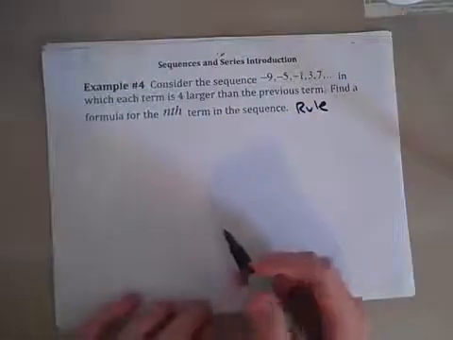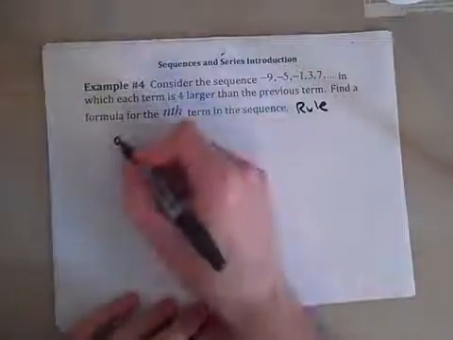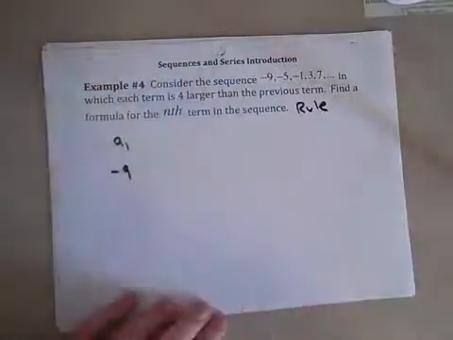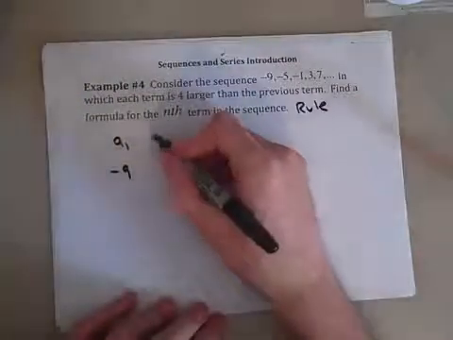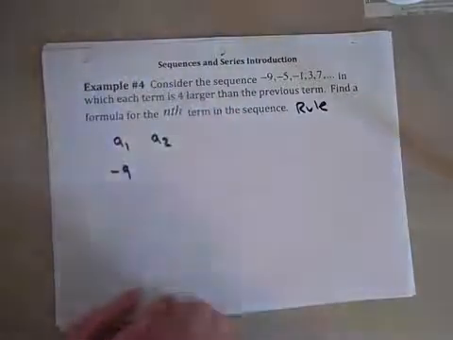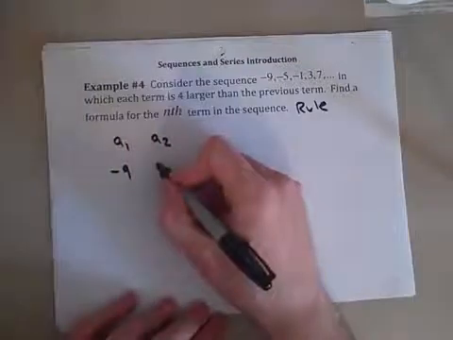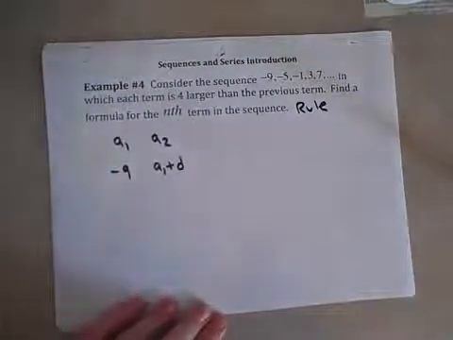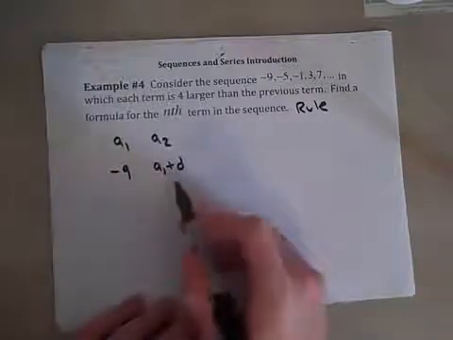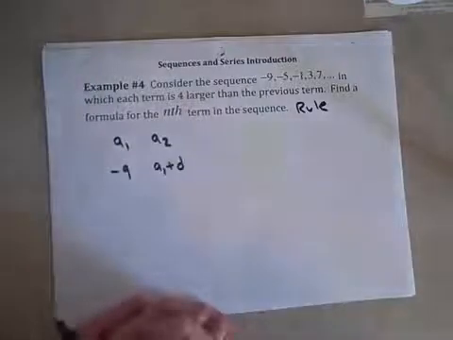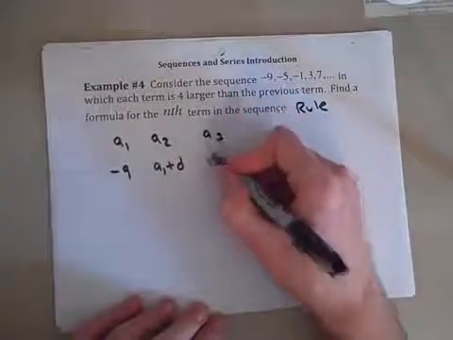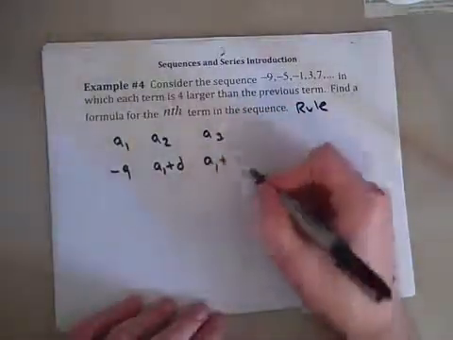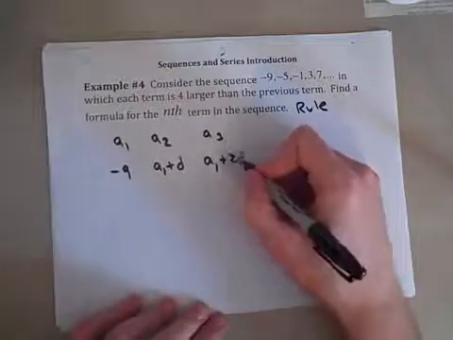Well, let's see. If we consider the first term, a sub 1, that's -9. The next term, a sub 2, is just going to be a sub 1 plus a difference, which we're going to get into in the next lesson. But the difference here is 4. So you're adding 4 each time. A sub 3 would be the first value plus 2 of the differences.